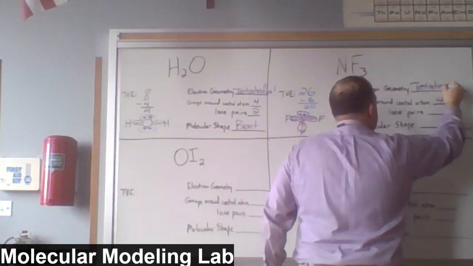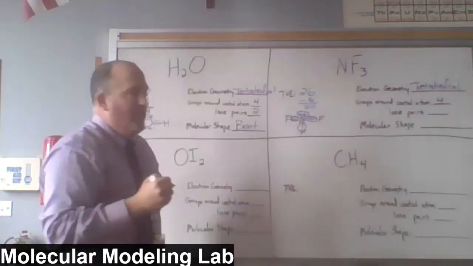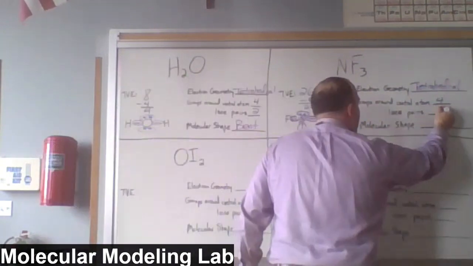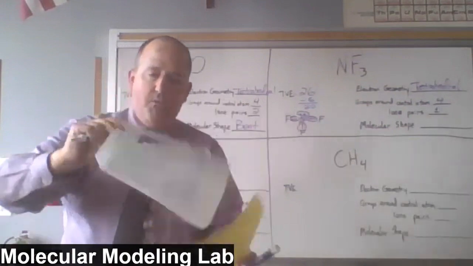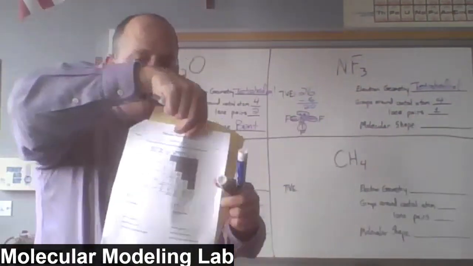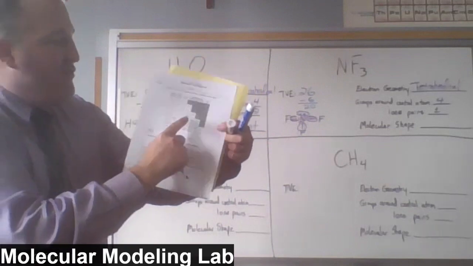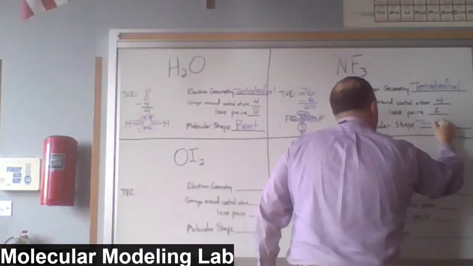We've got tetrahedral electron geometry, of those 4 electron groups around it, bonding or lone pair. So we'll write that as 3 bonding and 1 lone pair. And we will refer to our handy-dandy chart at the top of the lab. One lone pair: we've got trigonal pyramidal molecular shape.